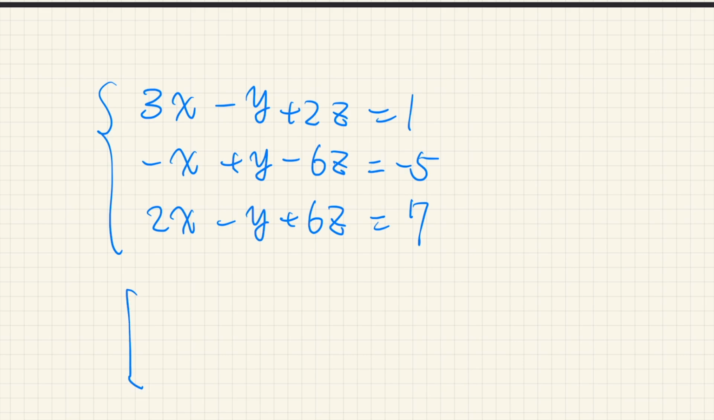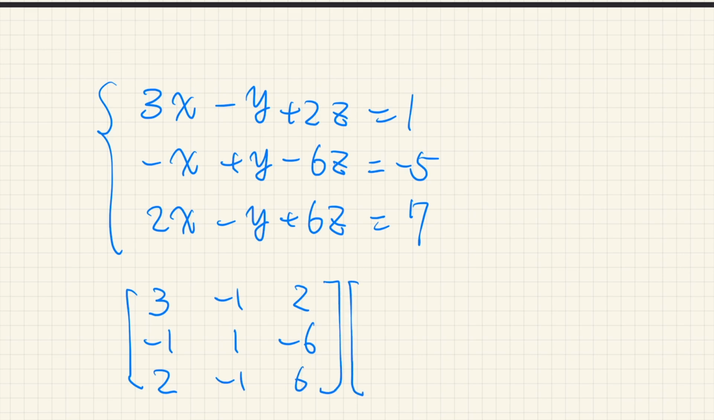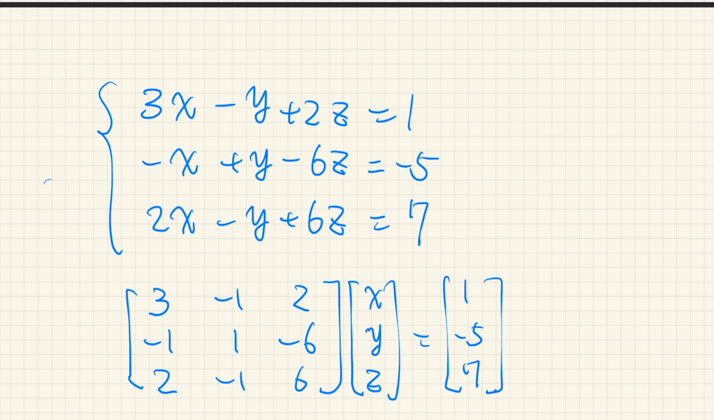That is, take the coefficients on the left-hand side, we make a matrix 3, -1, 2, -1, 1, -6, 2, -1, 6. And the left-hand side can be expressed as a product between this matrix and the vector of x, y, z. And the right-hand side is just a vector of constants. So 3 equations becomes 1 equation, but with a matrix and 2 vectors.